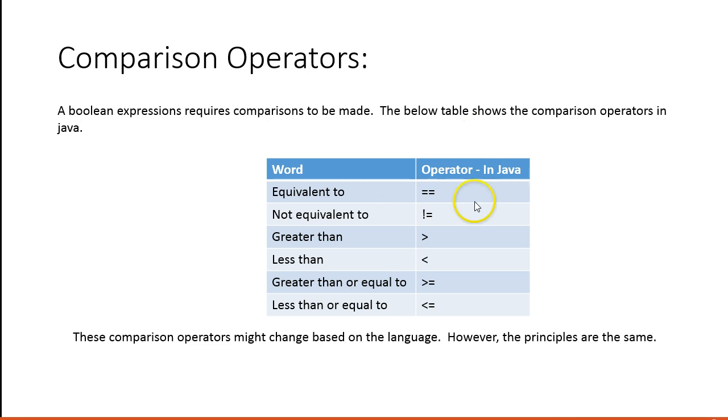So if I want to check if x has 9 in there, we say is x equivalent to 9. Not equivalent, greater than, less than, greater than or equal to, less than or equal to. These comparison operators might change based on the language, but the principles are the same.